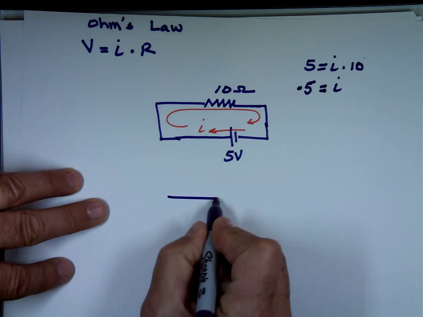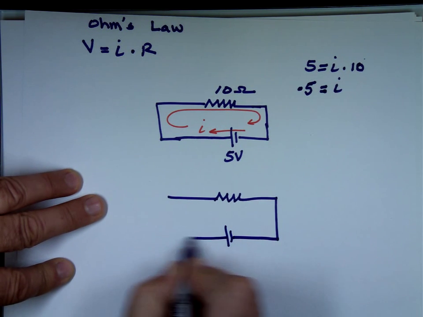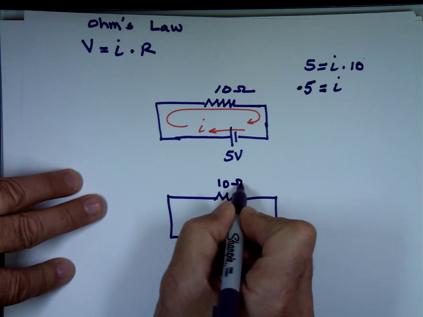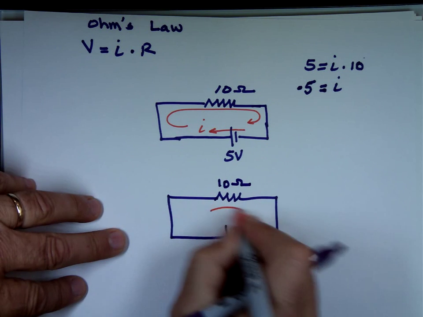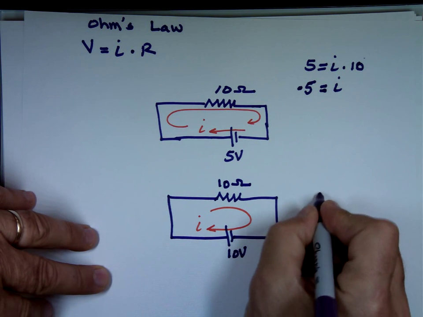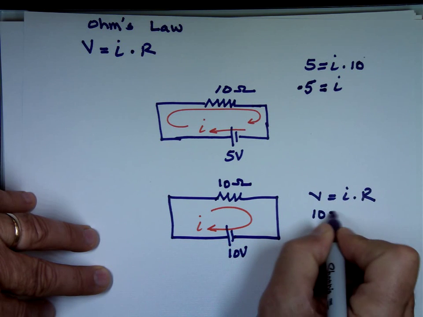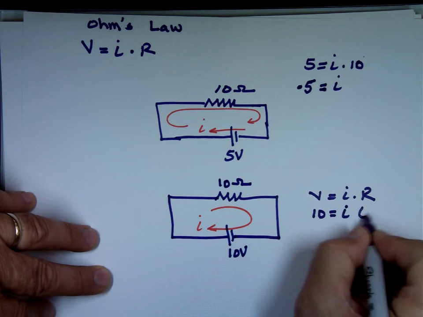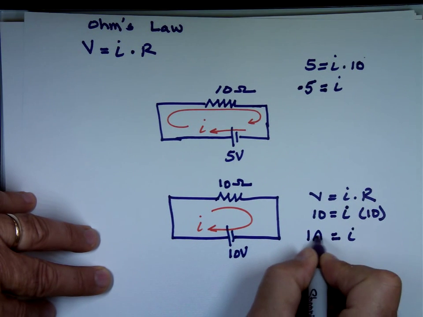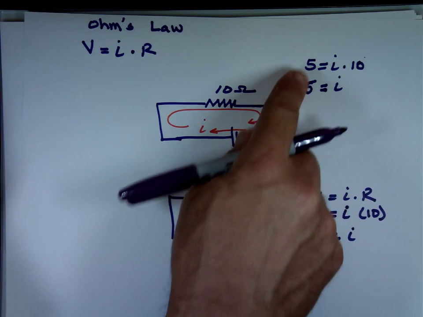Now if you take the same resistor and instead of putting in 5 volts, you put in 10 volts here. The current's going to travel this way. Again, I. The current for that, Ohm's law says V equals I times R. V is 10, I is unknown, we're looking for it, times the resistor, which is 10. I equals 1 amp. So notice, you increase the voltage, you get a bigger current. You lower the voltage, you get a lower current.